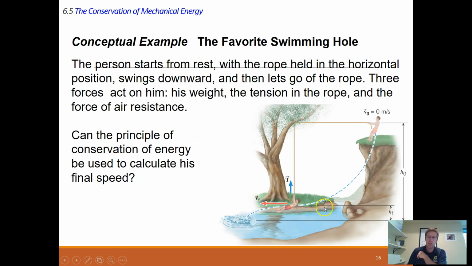But tension, does tension do any work? That's the part that tends to confuse people with this one. And the answer is no, because the tension is always perpendicular to the direction of motion. Remember back to chapter 7, work is only done when you have force in the direction of displacement. So in this case, if the tension has no component in the direction of your displacement, then it does no work.